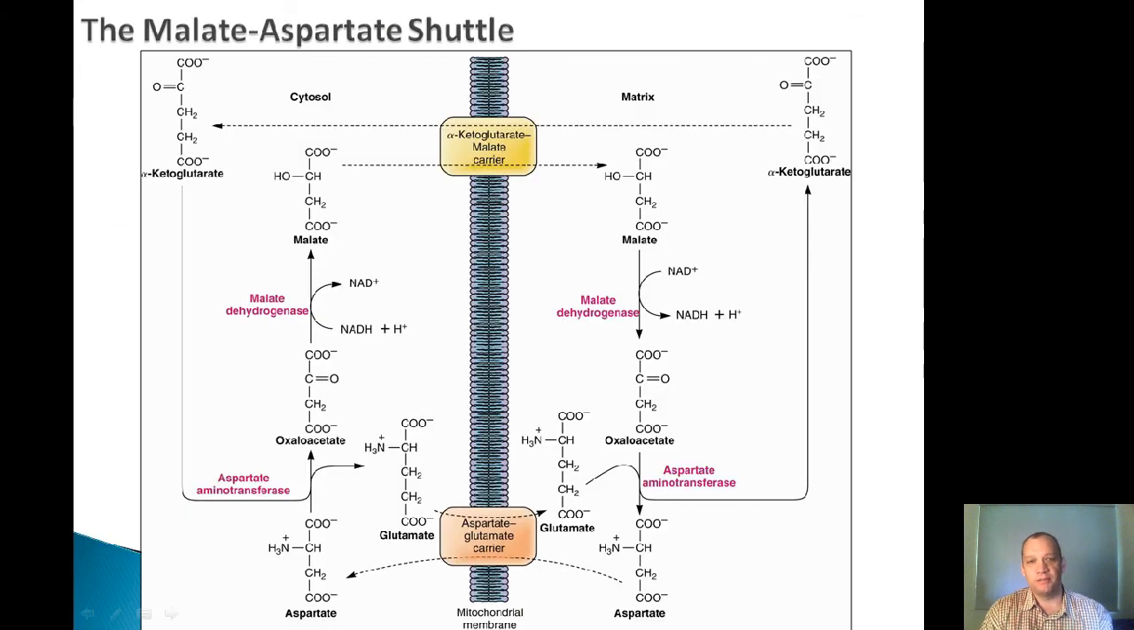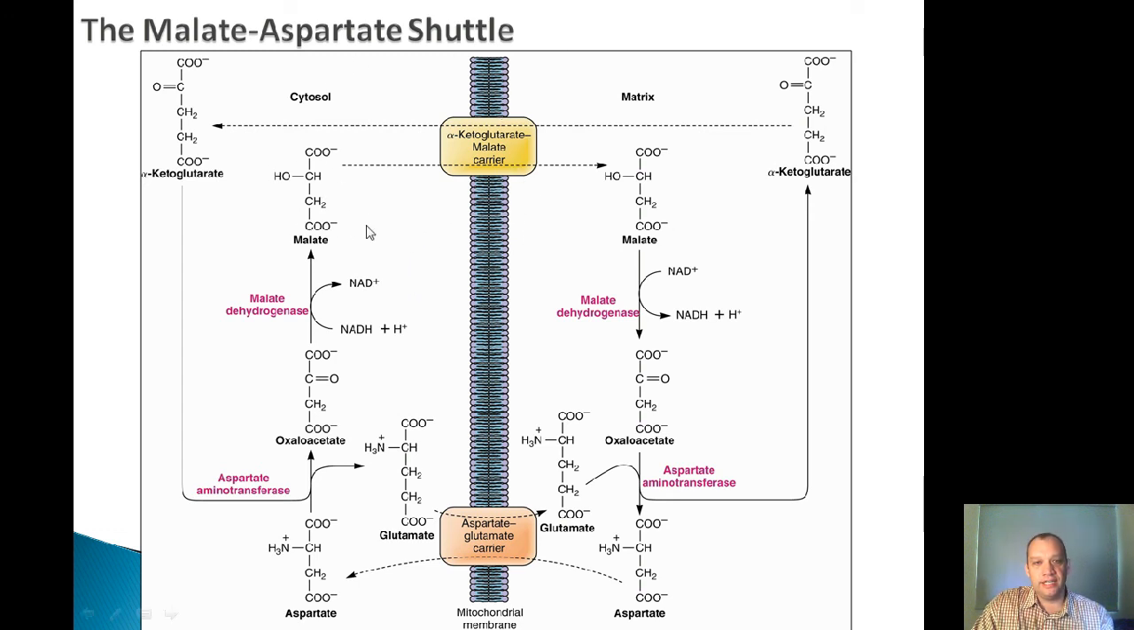Okay, so it should make a little bit more sense if you see the image with it as well. So let's start off with the NADH, because this is of course where the electrons are that we want to transport into the mitochondrial matrix. So oxaloacetate is reduced to malate in the cytosol by the enzyme malate dehydrogenase, and that means the electrons are carried onto the malate and NAD+ is released from this reaction, and that NAD+ is now free to carry on with glycolysis again.